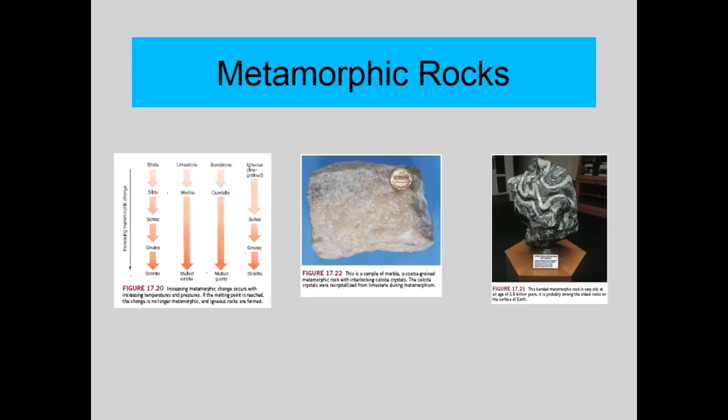Okay. Here's that same thing we just saw. Increasing metamorphic change occurs with increasing temperatures and increasing pressures. If the melting point is reached, though, the change is no longer metamorphic. Igneous rocks are formed because it actually melts and then cools.